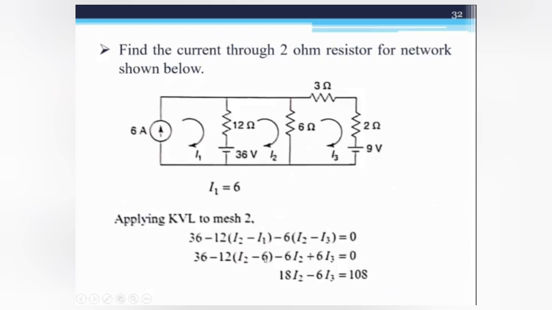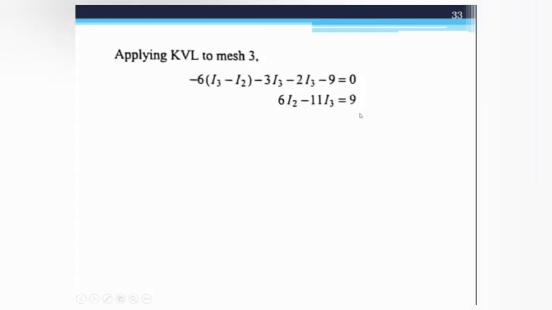Similarly, apply the KVL at loop 3. We get minus 9, because it is positive to negative. So minus 9 equal to 6 (I3 minus I2) plus 3 I3 plus 2 I2. So we get 6 I2 minus 11 I3 equal to 9. This is our second equation.